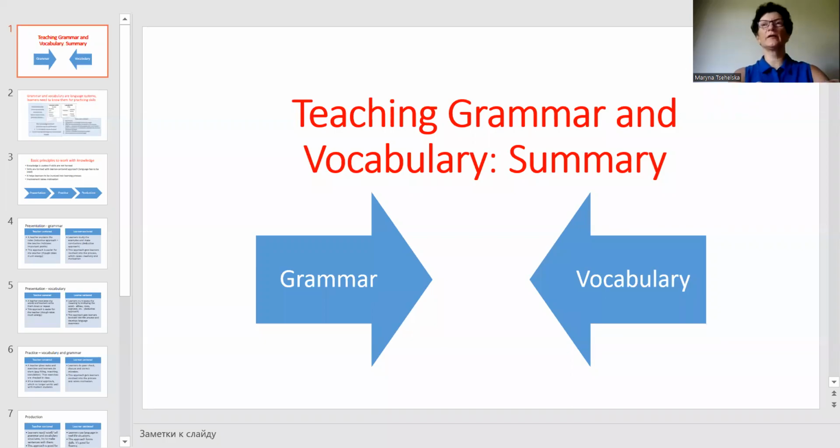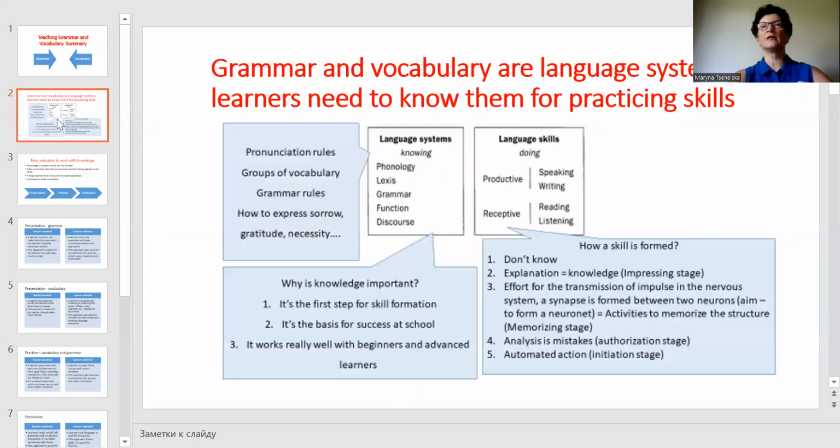Hello and welcome to this video in which we will give a summary on teaching grammar and vocabulary. So you remember from the previous videos that both grammar and vocabulary belong to language systems. It's what we know, it's what we explain to our students and what they can retell. They can tell you the grammar rule or they can tell you the meaning of the word.